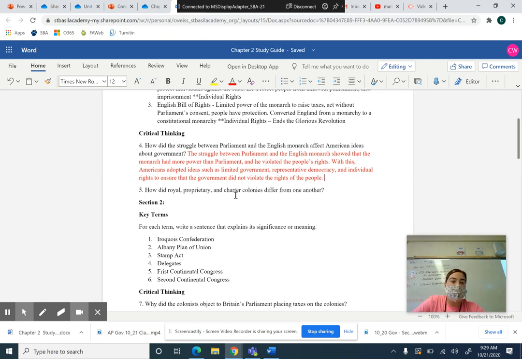All right, let's look at this next question. How did royal, proprietary, and charter colonies differ from one another?